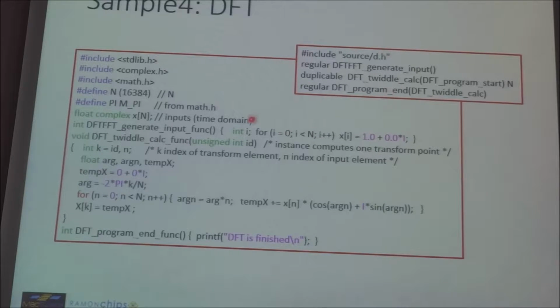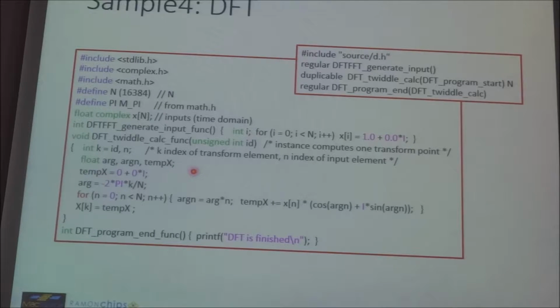The duplicate is a strange name, but it's Twiddle calculation. Twiddle factor is the name of the exponential coefficient. So it's duplicable. The instance computes 1 transform point, so we have to generate n instances, as is shown here in the task graph. The index k is the same as ID, so we generate n instances, and each one gets its number.